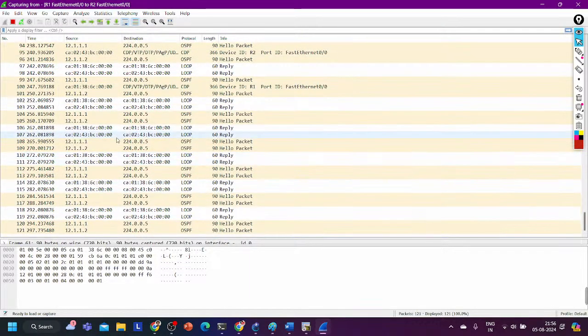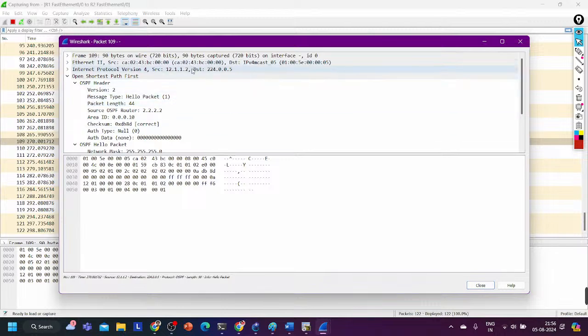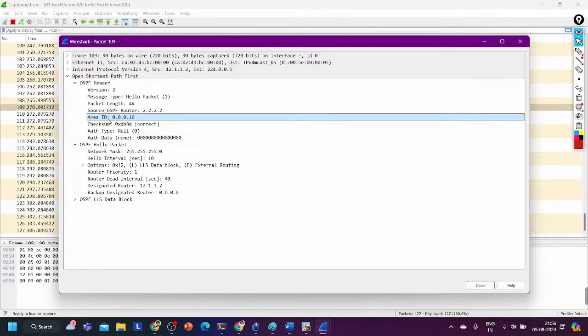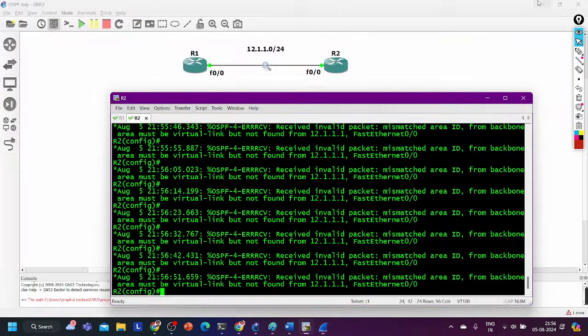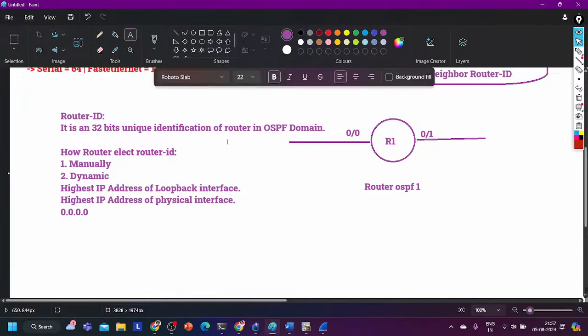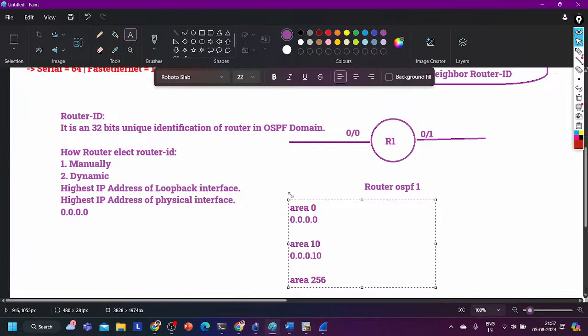If you open the hello message of router 2, 12.2 is sending this hello message. What is the area ID here? 0.0.0.10. So the area ID is also represented in IPv4 format. If I define area 0, the router is going to represent it as 0.0.0.0. If I say area 10, it will represent it as 0.0.0.10. If I say area 256, then how is the router going to represent this area, guys?